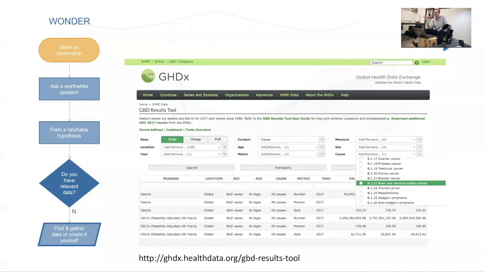My question was simply, how does the United States rank in terms of new cases of brain cancer compared to other countries? Not in terms of the number of cases, but in terms of the rate of cases, like per 10,000 or per 100,000 people, which I think is oftentimes how it's measured. So my observation was brain cancer is a thing I'm interested in understanding more about. What's my question? How common is a diagnosis of brain cancer in the United States compared to other countries? My hypothesis is that the United States is in the top 5, okay?